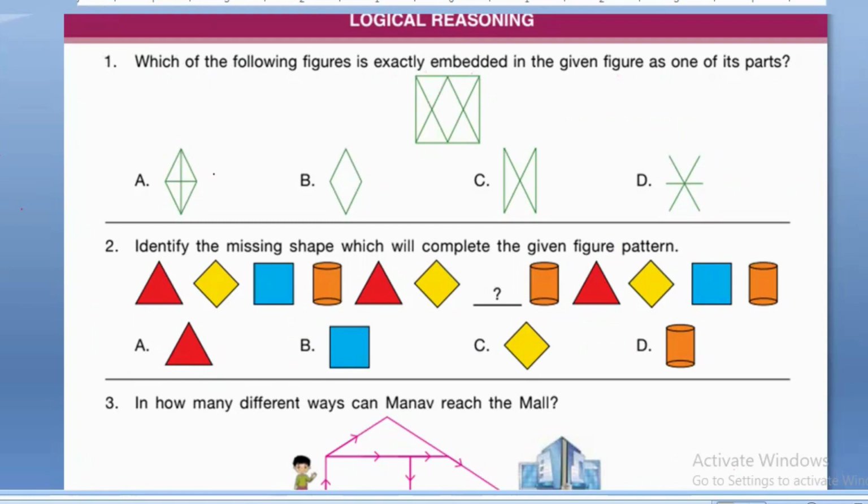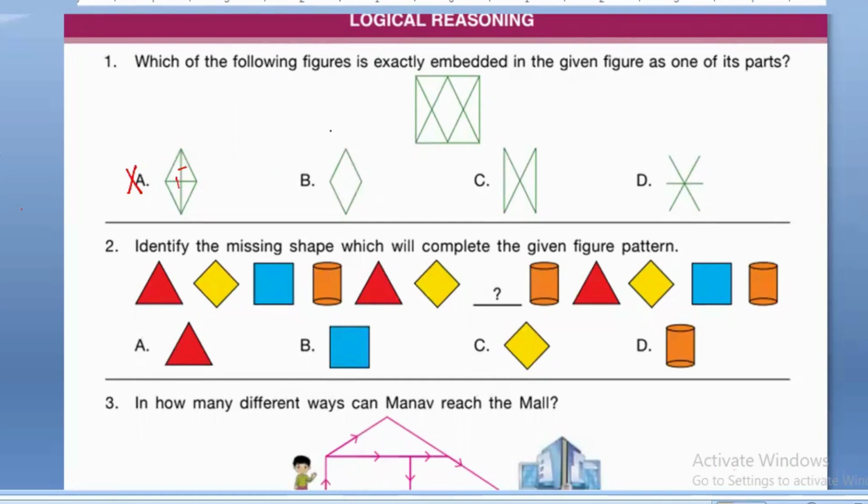In this question we have 4 options, and we need to see which of the 4 options is exactly embedded in this figure. Let's talk about option A first. Here in option A you can see one diamond shape, and then one vertical line and one horizontal line. If you look for this figure here, you can see the diamond shape, but there is no vertical and no horizontal line. So option A cannot be the correct answer.